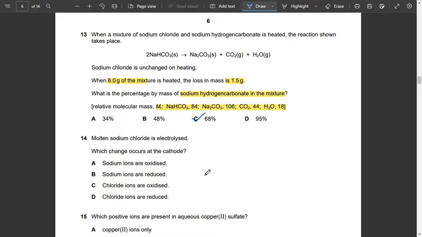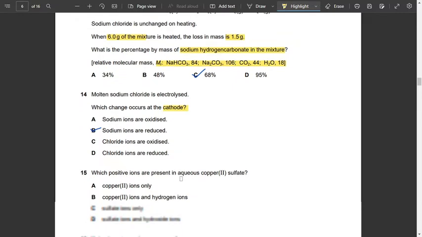So if we look over here, sodium ions are not oxidized, but they are reduced. So the answer must be that sodium ions are reduced. And since we are talking about the cathode, we are going to talk about sodium ions and we are not concerned with the chloride ions.